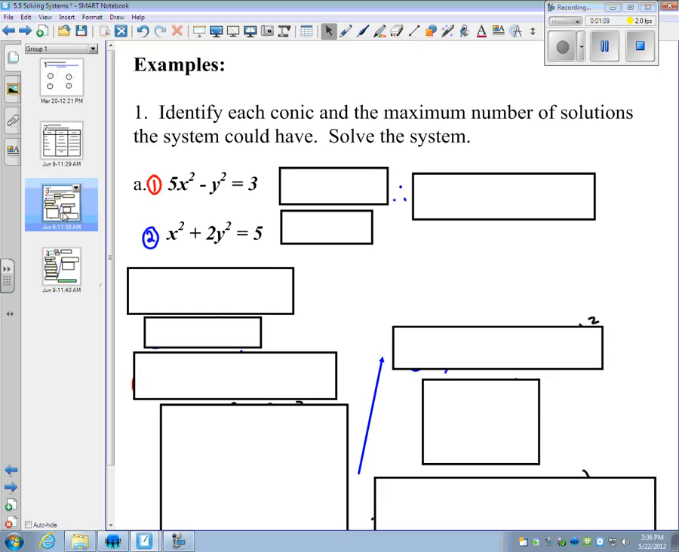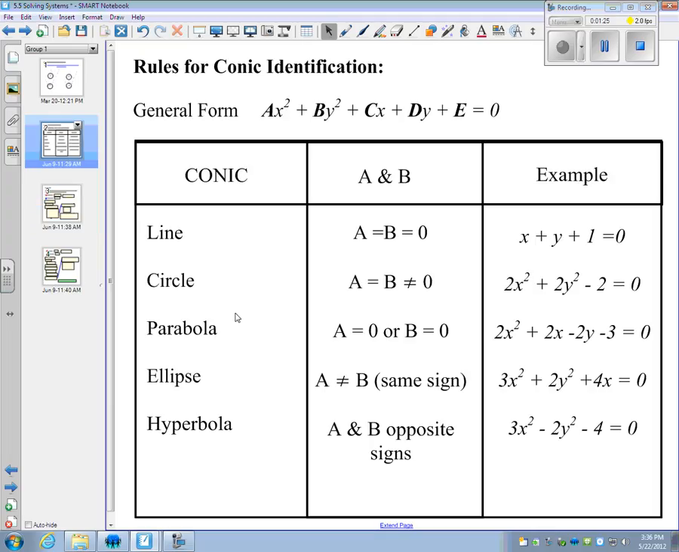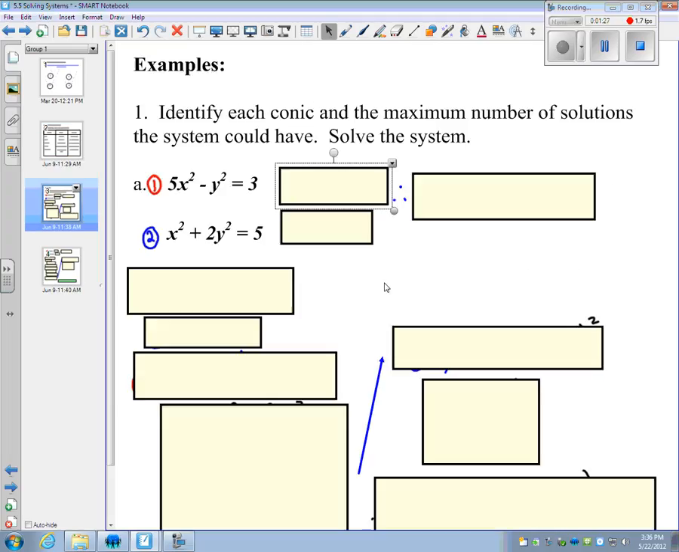Okay, so here we have a question. It says identify each conic and the maximum number of solutions the system could have. So this is 5x squared minus y squared. So my A is 5, my B is negative 1. Those are opposite signs, so I know that this is a hyperbola. And that's what it says right there.